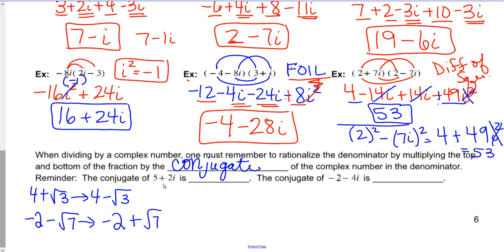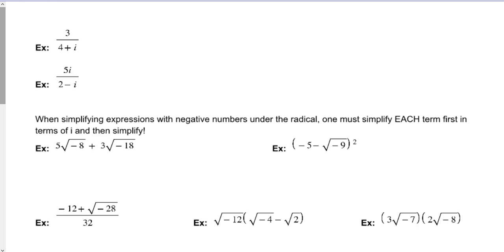So if I have 5 plus 2i, what's the conjugate of that? I'm going to still just change the sign of the second term. So it would be 5 minus 2i. And the conjugate of negative 2 minus 4i, don't change this sign, we only change the middle. So it would be negative 2 plus 4i. And that's going to be important to remember. We're going to multiply these together, which actually gets us back to this type of problem. So if you like doing it the shortcut way, you'll save yourself a couple steps. So let's see what we have here on these two problems, and then we'll get into simplifying some.